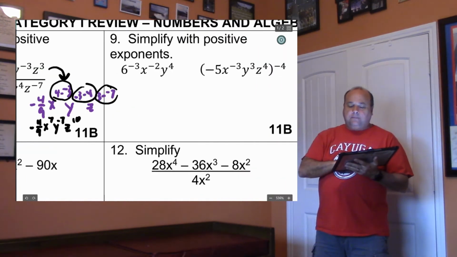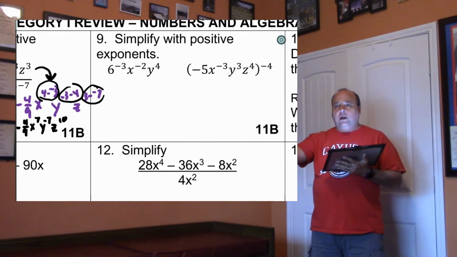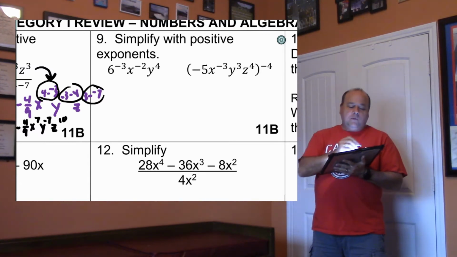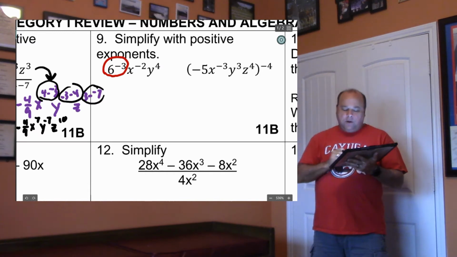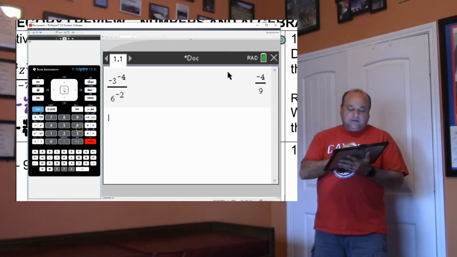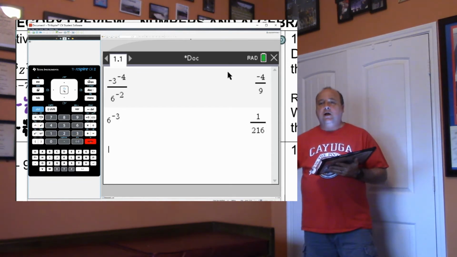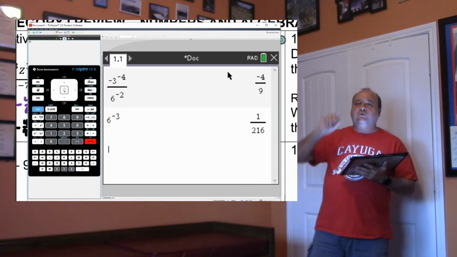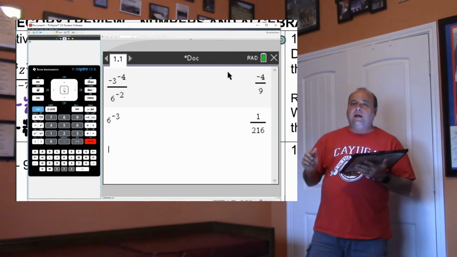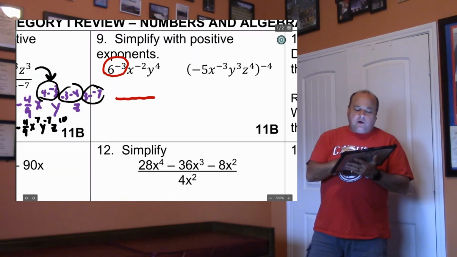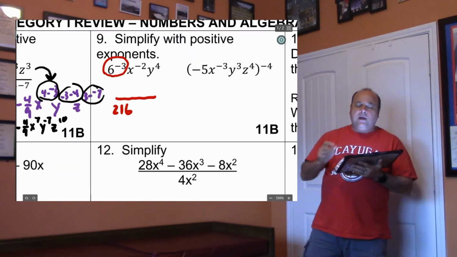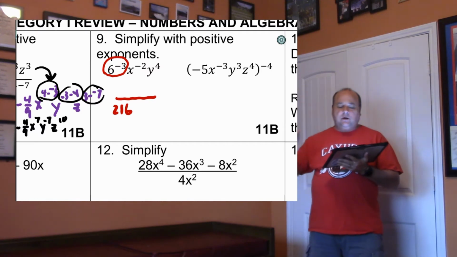Let's go to number 9. Number 9 has 2 problems. So the first thing you want to do on number 9 is type that into the calculator. So I'm going to go to the calculator and type in 6 caret negative 3. And I'm going to enter, and I get 1 over 216. Right now, I know I need to have 216 in the denominator to be the right answer. Okay, so that's how you get your number. So I'm going to put a fraction bar, and I'm going to put 216 on the bottom. I don't need the one on top, do I? Unless it's the only thing.